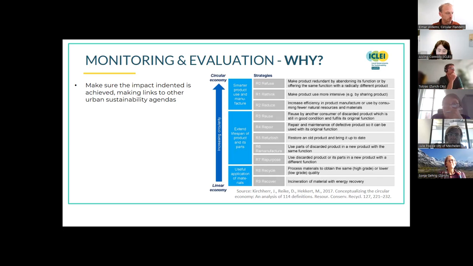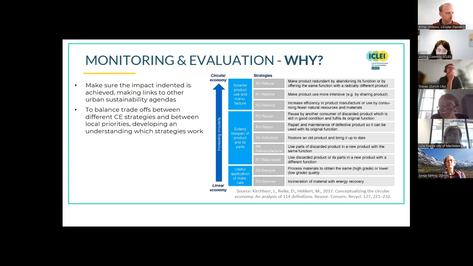And monitoring can, of course, help with that as well, and also with balancing trade-offs between these. When you look at these strategies, you may argue that refuse, the very top one, is maybe very good for the environment, but perhaps not so good for the economy, where you already have conflicting priorities or a potential trade-off. That is not meant to be a radical statement, but let's say in tendency that may be the case. And of course, monitoring can really support that.